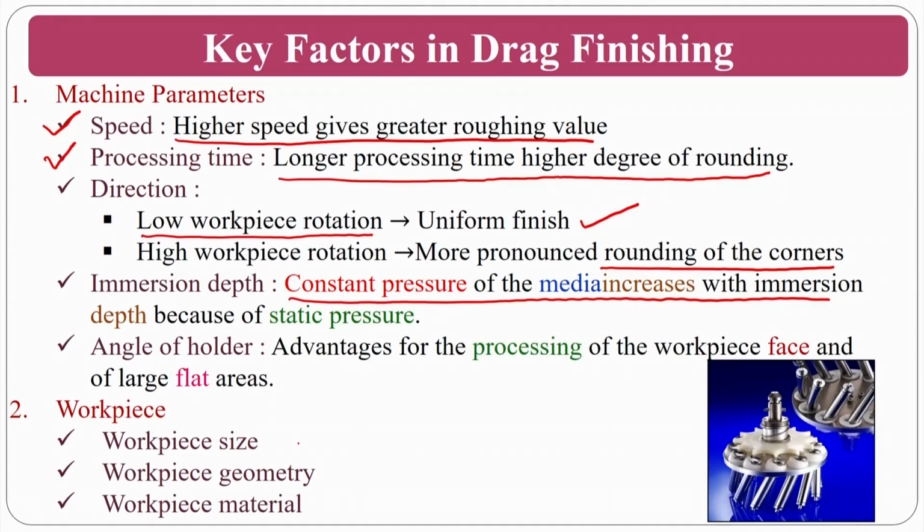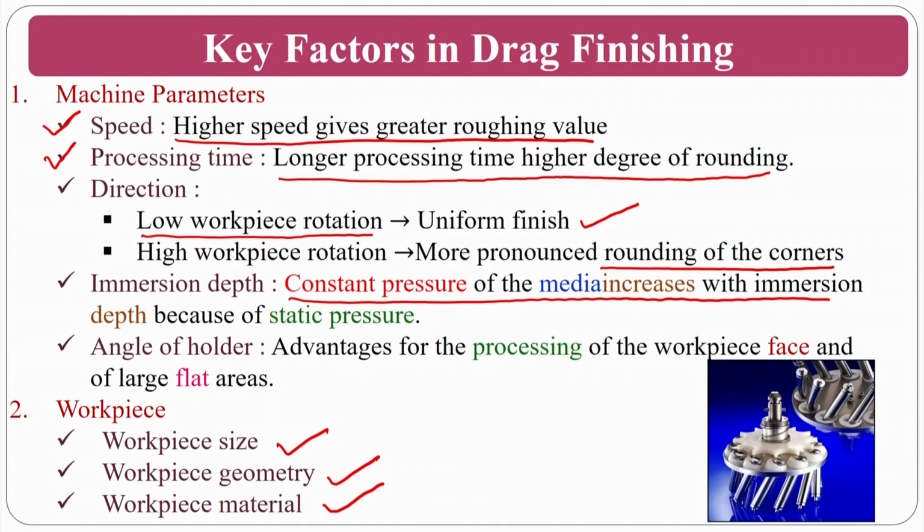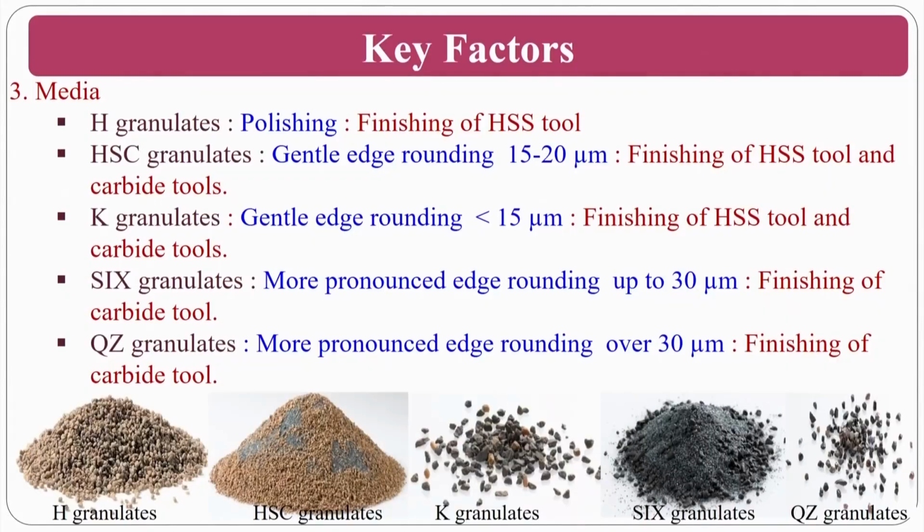The workpiece size plays a major role, as do workpiece geometry and workpiece material. Normally, if the size of the workpiece is high, what will happen? Finishing time will be high. At the same time, if the geometry is complicated, then reaching the nooks and corners of the complex shape will take more time. Also, if the workpiece material is harder, then the finishing time will be more. If you want less finishing time, then you can go for a softer type of workpiece material. The other key factor is media.